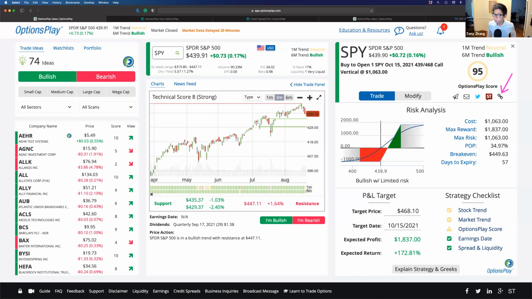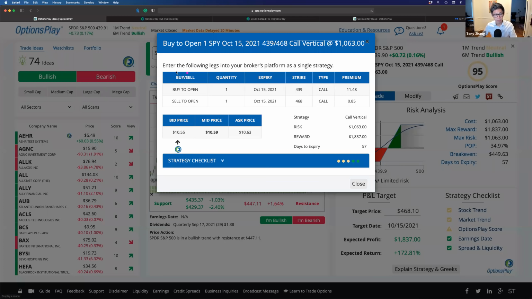On OptionsPlay, if the trades say buy 1 October call vertical, does it mean debit spread? William, the best thing to always do, no matter what you see on the platform, is always click on the trade button. When you click on the trade button, it'll tell you exactly which leg to buy and which leg to sell. But yes, if we're telling you to buy a vertical spread, that's a debit spread. If we're telling you to sell a vertical spread, that is a credit spread.